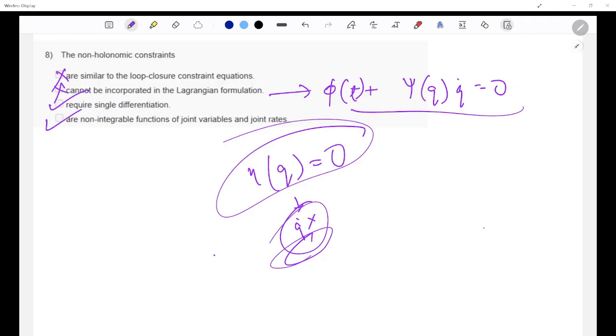So they depend on Q and Q dot both. They depend and they cannot be integrated into a function of only Q. Thus they restrict the velocity space but not the configuration space. So non-holonomic constraints restrict motion directions, not positions. Okay. So these both are the correct answers. I hope it is clear. Okay, let's move to the next question.